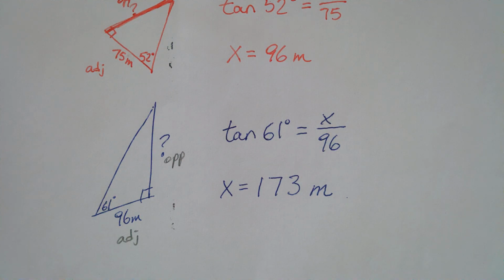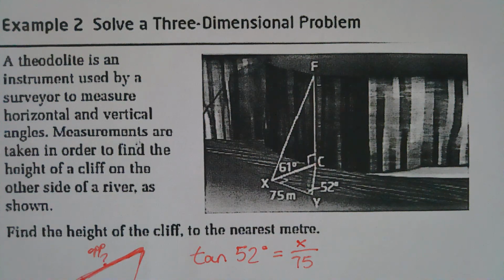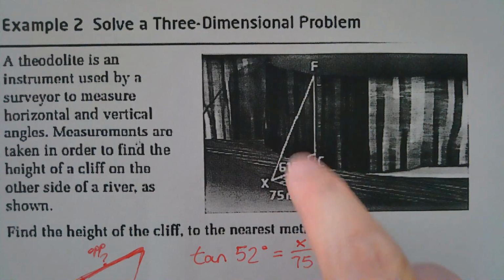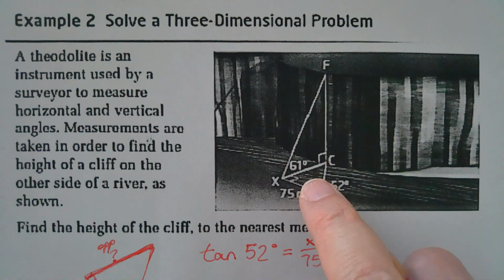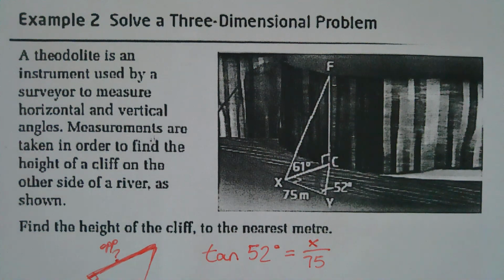Okay, so questions? Therefore, the cliff is 173 meters tall. That's why yesterday, if you did your homework, it would have made today's lesson a lot easier, because then you are used to labeling the H, O and A. You know how to set up the ratio. Today's word problem is basically solving for one triangle first, and then using that answer to solve for your second triangle.